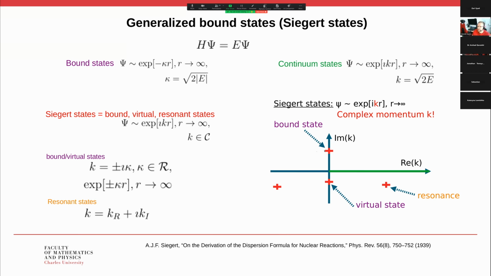So resonances are actually solutions of the Schrödinger equation in the complex plane, so for complex energies or momenta. You can see them represented here in this graph on the bottom right, where your bound states lie on the positive imaginary axis of momentum, and they lead to real energies, and resonances are located in the complex plane, and they have both a real and imaginary part.